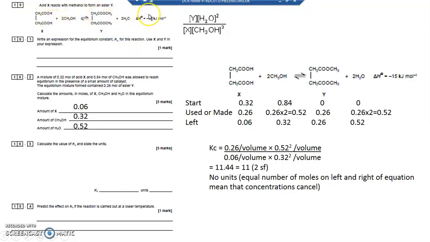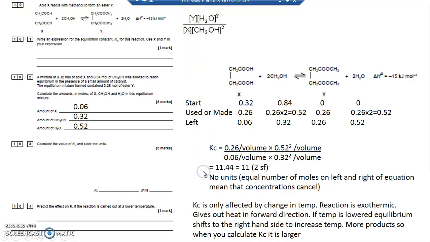So it'll shift the equilibrium to the right-hand side to give out heat in an exothermic reaction and try and oppose this change of lowering the temperature. And if I shift it to the right-hand side, then I make more of the products. And so if I make more of the products, my equilibrium constant is going to increase because these numbers on the top will increase, the numbers on the bottom will decrease. So my equilibrium constant increases.